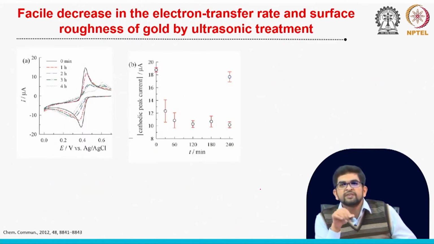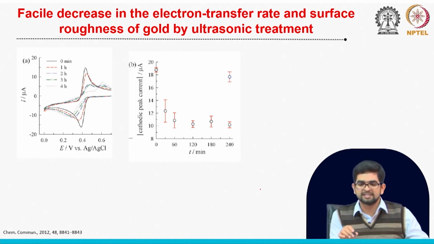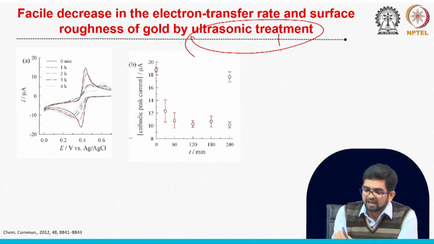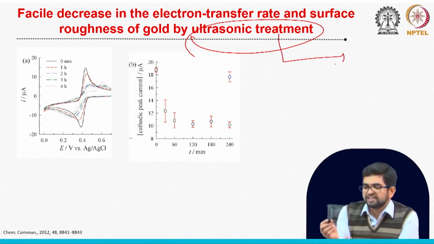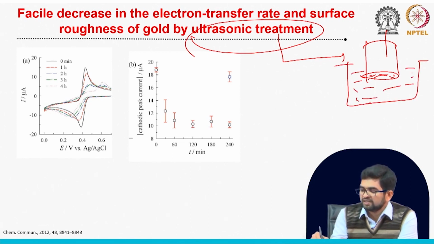Now, I want to correlate the similar Fenton treatment with another treatment. In this slide I want to teach you about another interesting treatment, the ultrasonic treatment. Generally, after polishing the gold disc electrode with aluminum slurry, we wash with DI water, then we take the gold disc electrode in a water bath. Then we are sonicating, right?